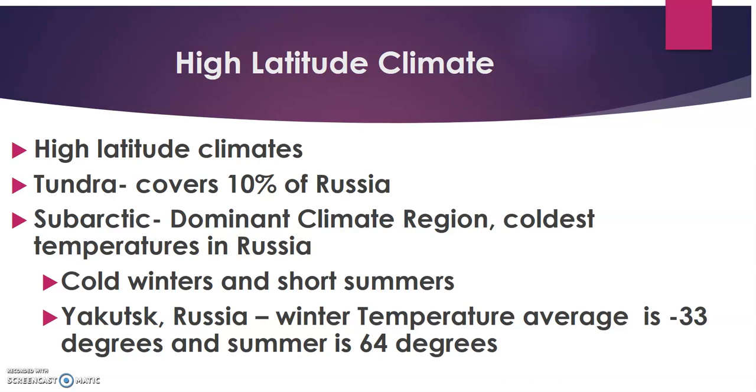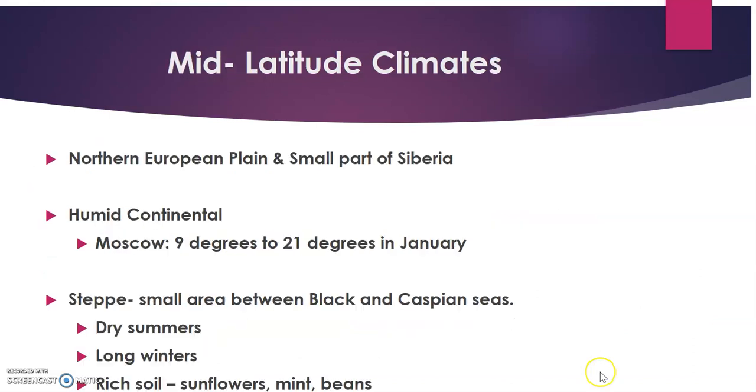Now on to the high latitude climates, which consist of the tundra and the subarctic. Tundra covers 10% of Russia, while the subarctic covers most of the region. Now the subarctic has cold winters and short summers. The mid-latitude climates consist of the humid continental and the steppe. Now, in Moscow, which is the capital of Russia, it ranges from 9 degrees to 21 degrees in January, while the steppe is dry summers and long winters. Now, in this area, it is rich soil, which allows for sunflowers, mints, and beans to be grown there.